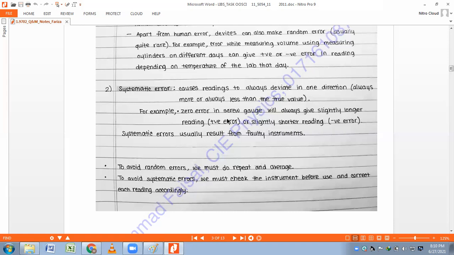So a meter rule that has positive error. Hold on just a second.